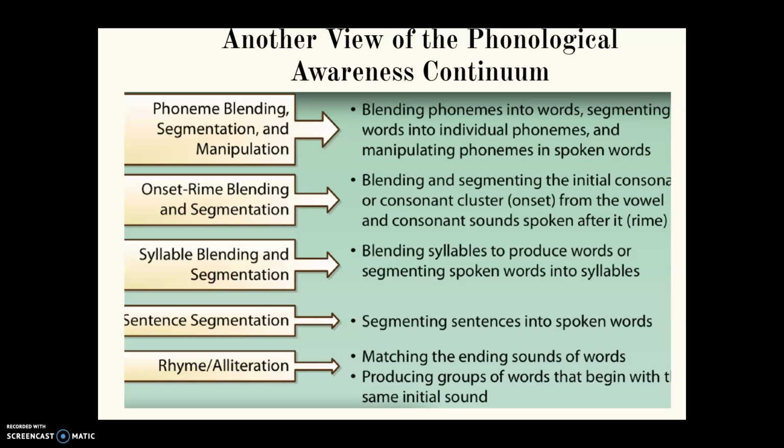Another view of phonological awareness on the continuum includes phoneme blending, segmentation and manipulation, onset rime blending and segmentation, syllable blending and segmentation, sentence segmentation, and rhyme and alliteration. So this kind of connects to the previous slide that we just saw with the triangle, with the pyramid.